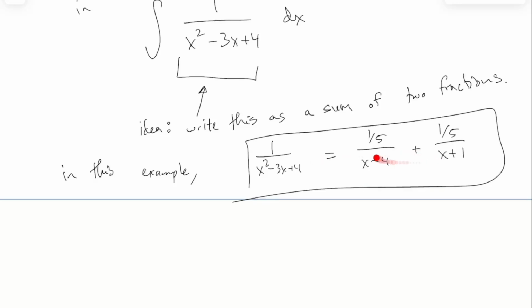Because if you can do that, you rewrite the integral as this, and then you just use that ln thing for each of those, and the integral becomes easy. All right, so this makes the integral easy.